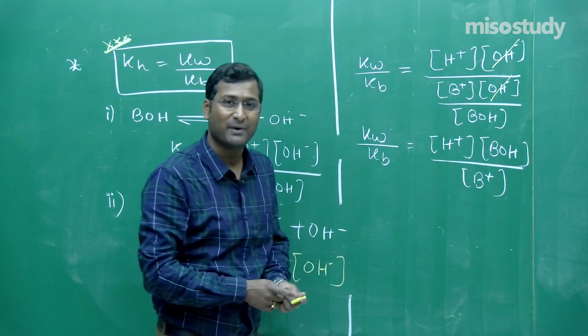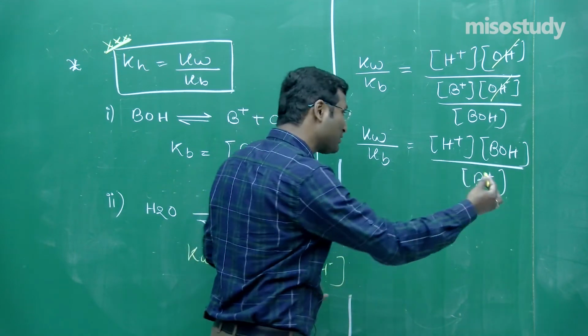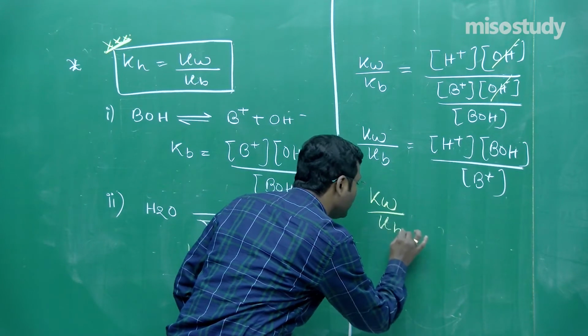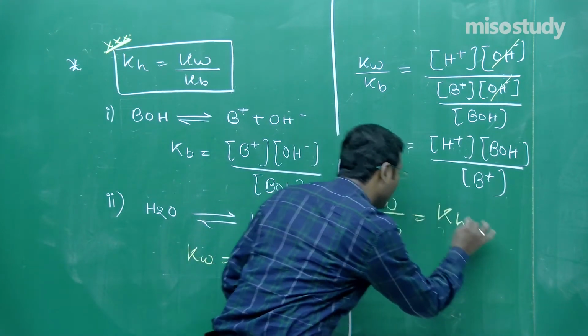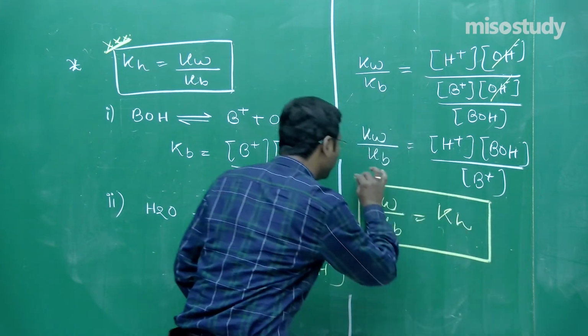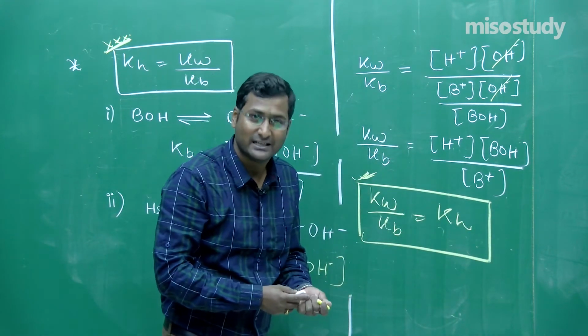So friend, remember this is the expression for KH. So you can easily write KW upon KB is equal to KH. Hence proved. Why do we write KH is equal to KW upon KB? Is it clear to you?